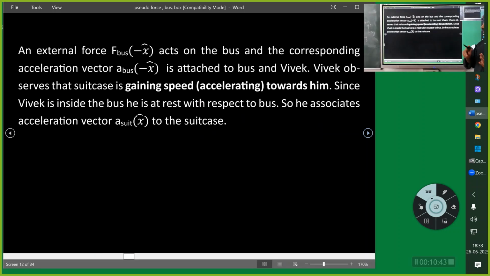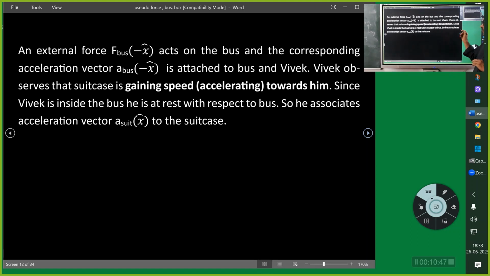So, you see here, an external force, F bus minus X, acts on the bus, and the corresponding acceleration vector A bus minus X is attached to the bus and Vivek. Vivek observes that the suitcase is gaining speed towards him. Since Vivek is inside the bus, he is at rest with respect to the bus. So he associates acceleration vector A suitcase X cap towards himself. Are you understanding this? Yes, sir.